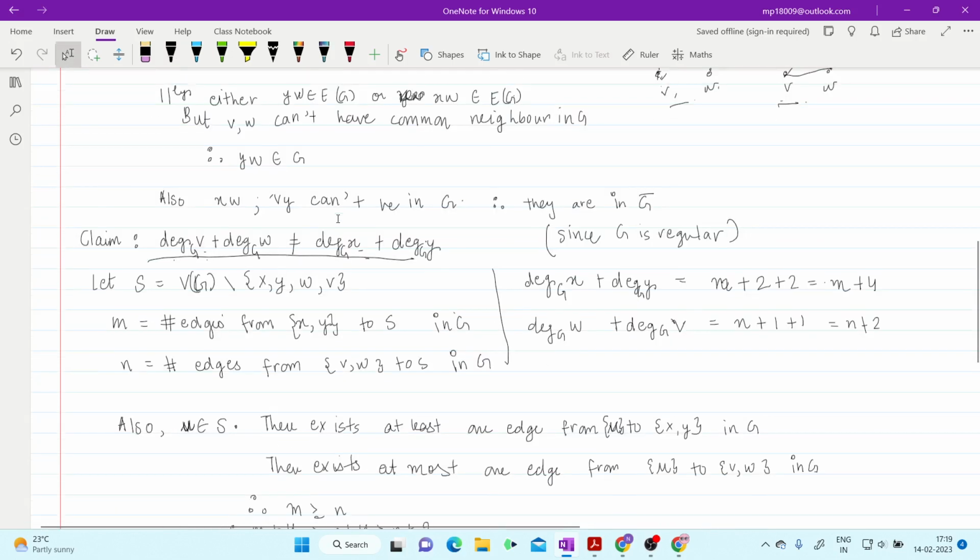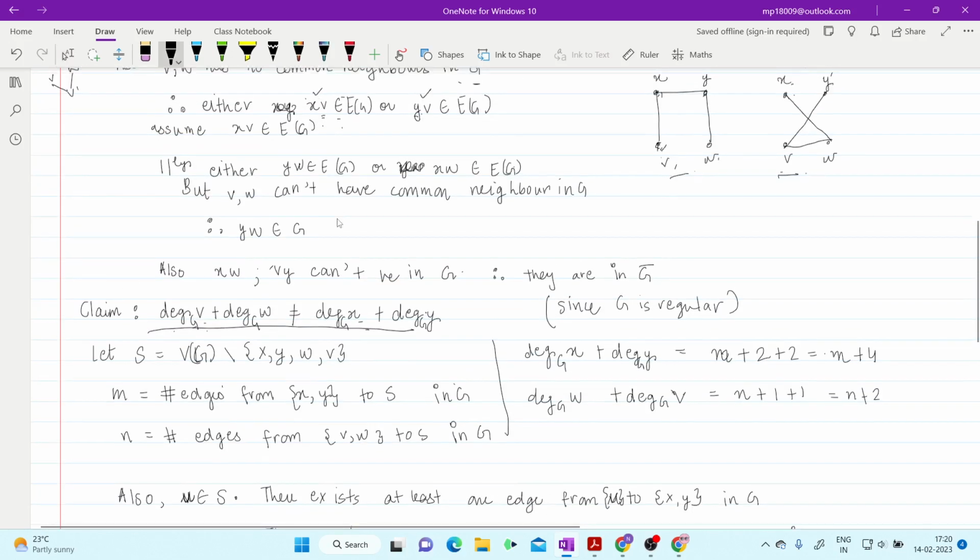So now what remains is to show that, given that X, Y, V, W have only these possible relations, the LHS cannot be equal to the RHS. So first of all, these were the four vertices, but this graph obviously has more vertices than these. Suppose S is the subset of vertices which has all the vertices of G except these four vertices, and M is the number of edges going from XY to S in G, and N is the number of edges from VW to S in G.